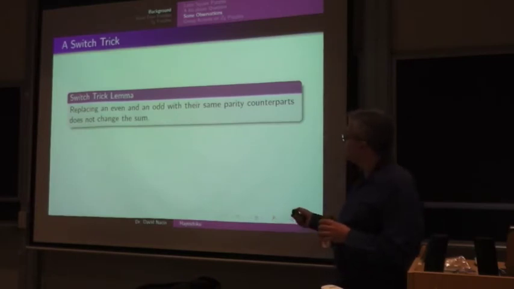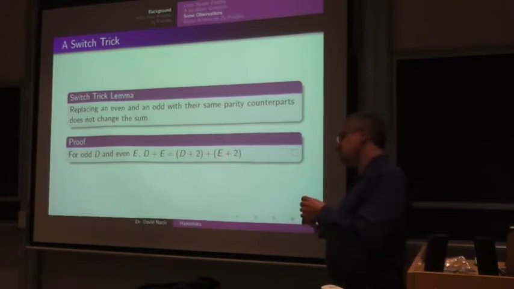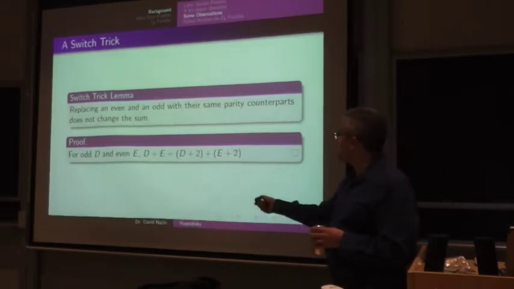Okay, we're also going to have a switch trick, which allows us to replace any even and odd with the same parity counterpart. So if I have an odd number, I'm going to use D to refer to odds in this talk, instead of O, so I don't mix it up with 0. And I have E for the evens. And of course, I can always add 4 because I'm in Z4, so I can change this odd number with its other odd number, and I can change this even number to the other even number without changing what the sum is. So whenever I have an odd and an even, I'm allowed to switch them. I'm going to refer to this as my switch trick.